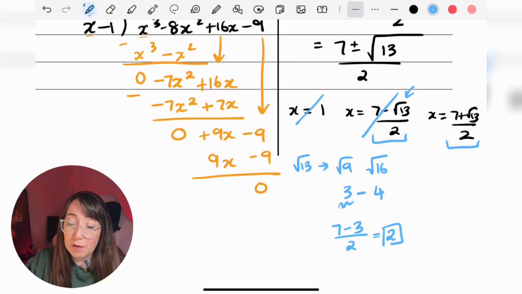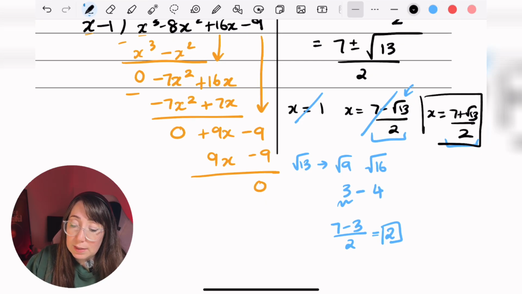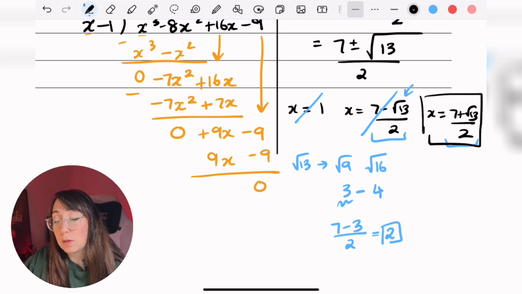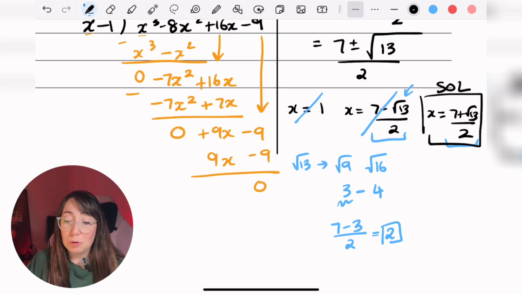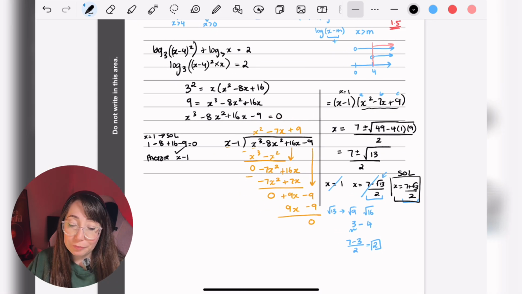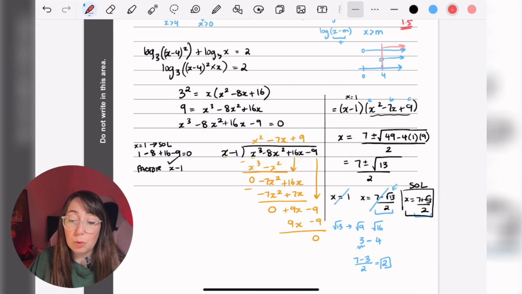So that means that my final answer will be x is equal to 7 plus root 13 on 2. And make sure you make that very clear on your exam. So I would probably write something like, that is the solutions. Look here, examiners.